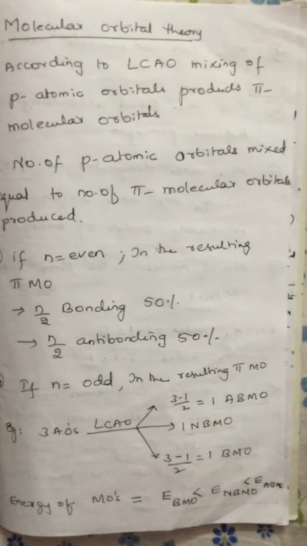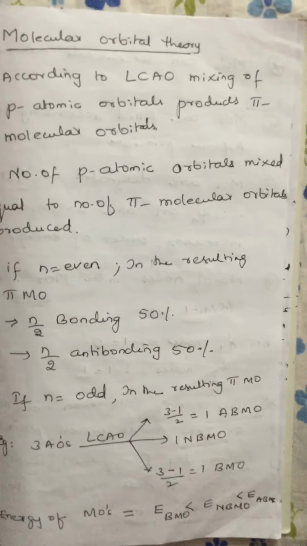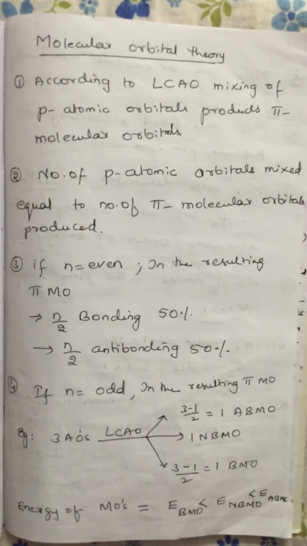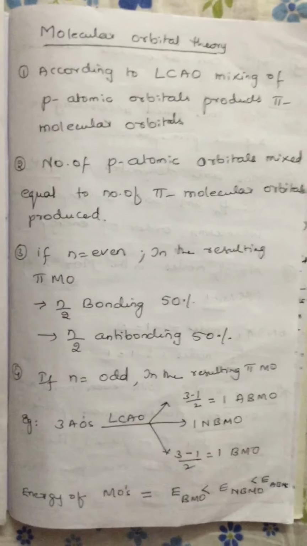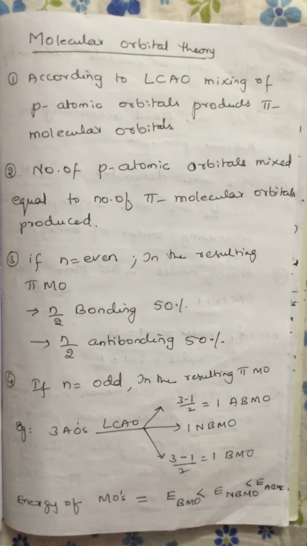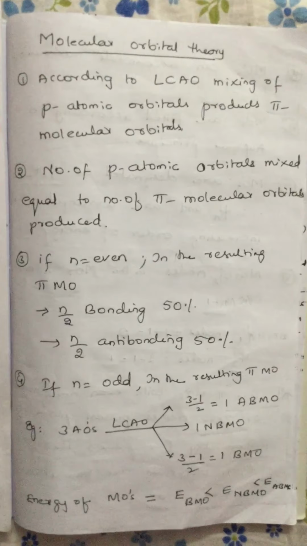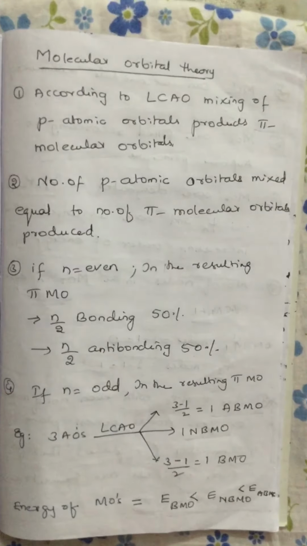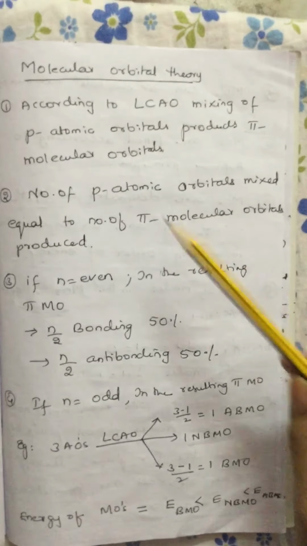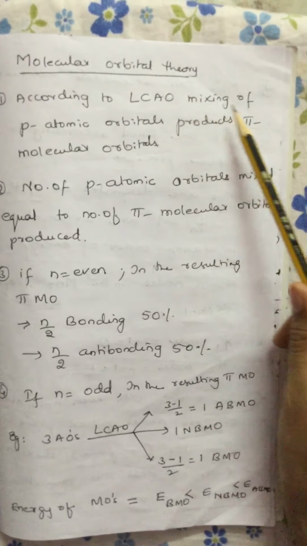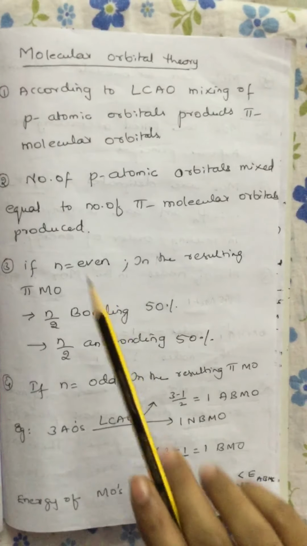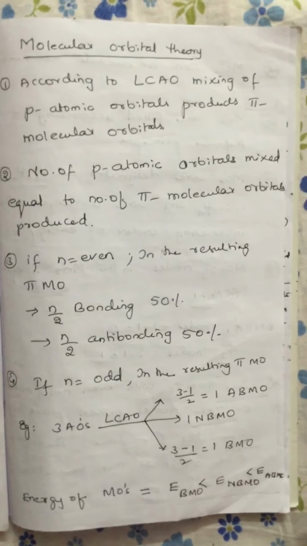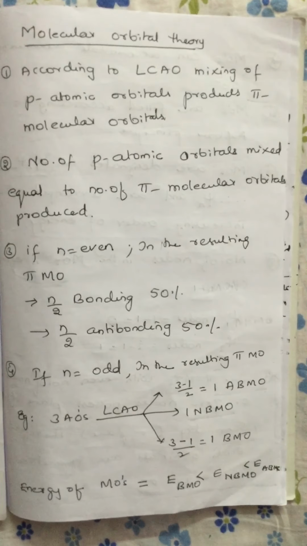Molecular orbital theory tells you about HOMO, LUMO, the ground state electronic configuration, and the excited state configuration of pi molecular orbitals. You are already familiar with this concept. According to linear combination of atomic orbitals, mixing of p atomic orbitals produces pi molecular orbitals. That means atomic orbitals upon linear combination will produce molecular orbitals.